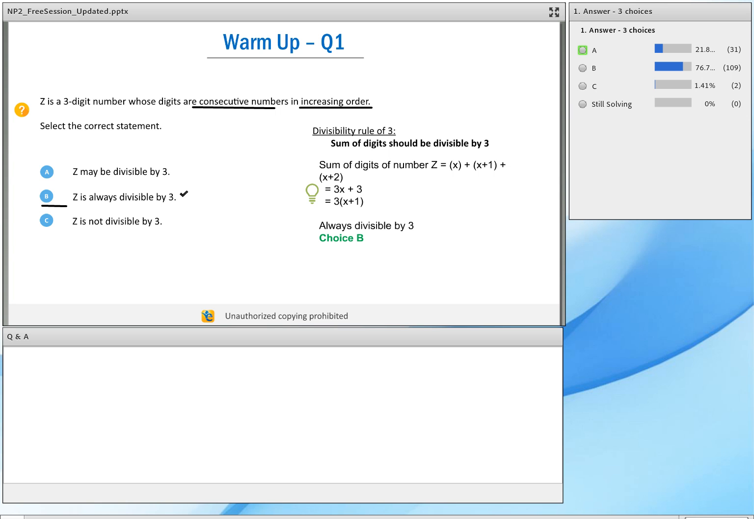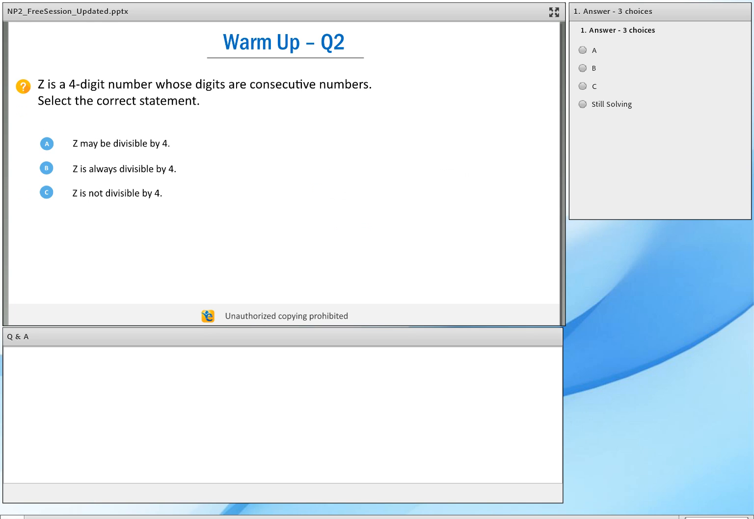Now with that, I'm going to clear this poll over here and remove broadcast results, and we're going to go towards our next question over here. Let's take a stab at this one.